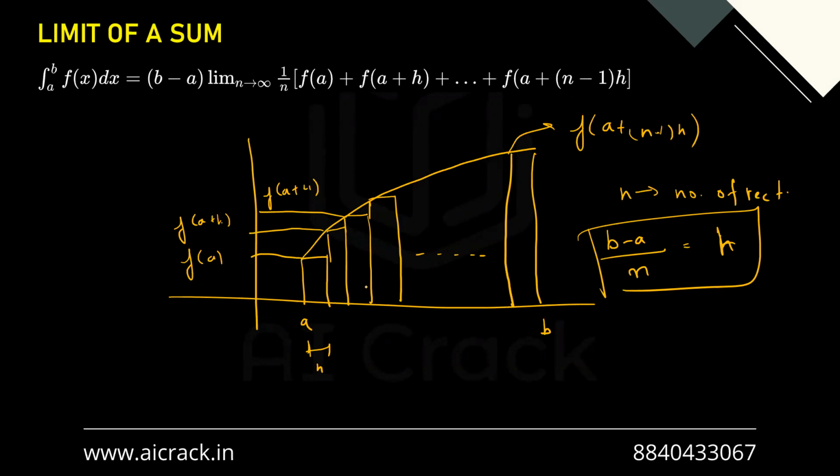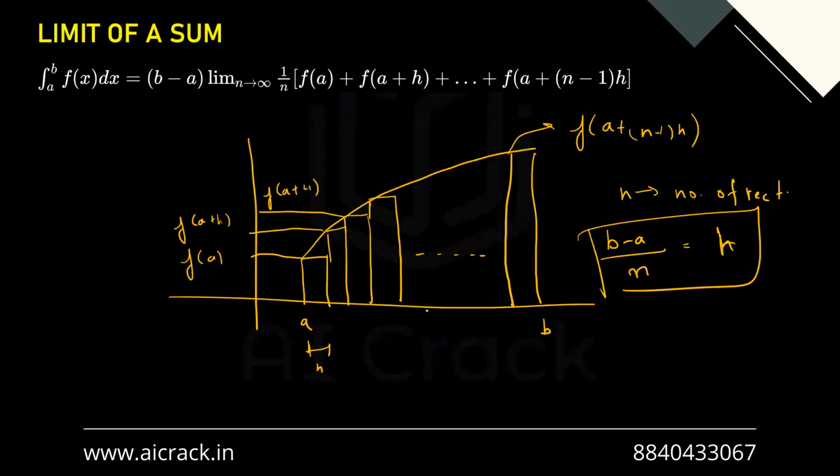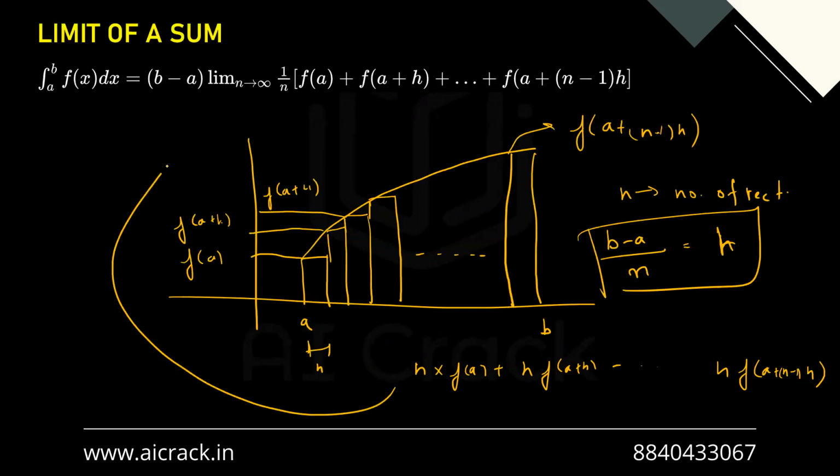Now we have to find out the entire area. So let's try to do it over here. So area of the first rectangle would be h times f of a. Area of second rectangle would be h times f of a plus h, and the last rectangle would be h times f of a plus (n minus 1)h, right? So this is what we have written over here.